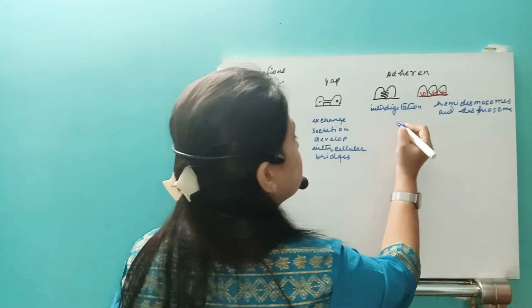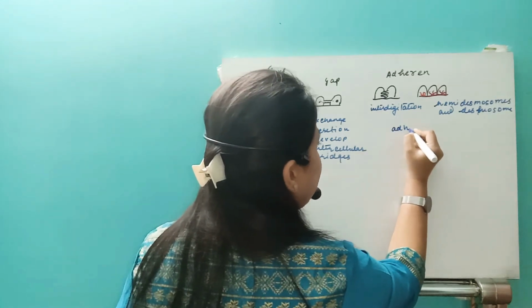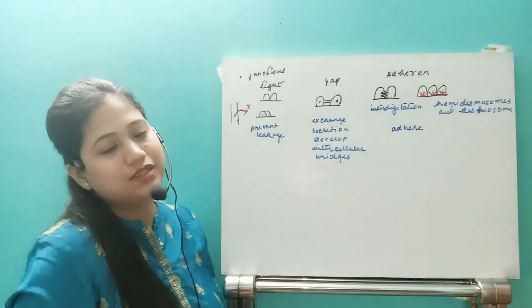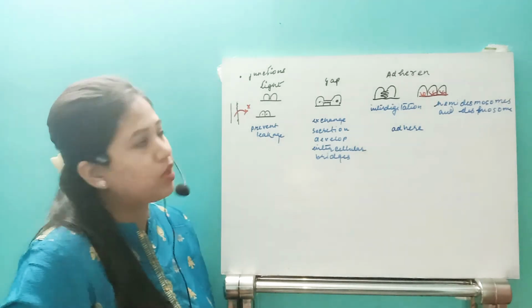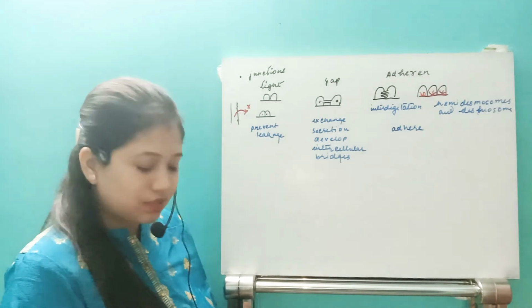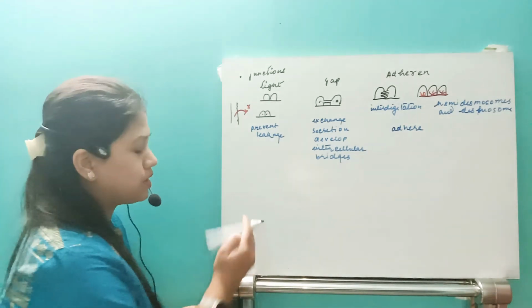So in this adherent junction, what happened? One cell adheres to the next cell by some interdigitations, desmosomes, hemidesmosomes, etc. So this is the next type of character, the next character of epithelial tissue.